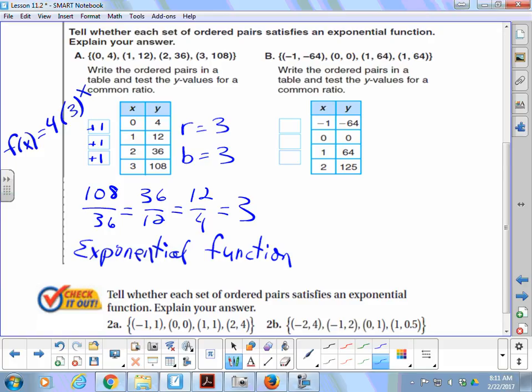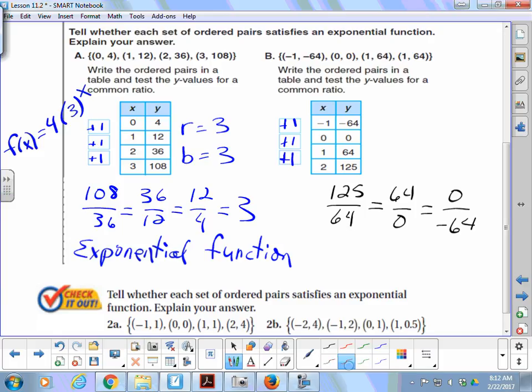We look at these. Do they all change by 1? Yes, going from -1 to 0 to 1 to 2. These are all still going up by 1. Then we want to check our ratios. So 125 divided by 64, is that the same as 64 divided by 0? Is that the same as 0 divided by -64? Are those all the same? Well, first of all, you can't divide by 0, so that is impossible. Second of all, 0 divided by 64 is 0. Okay, so these are not the same, so this is not an exponential function.